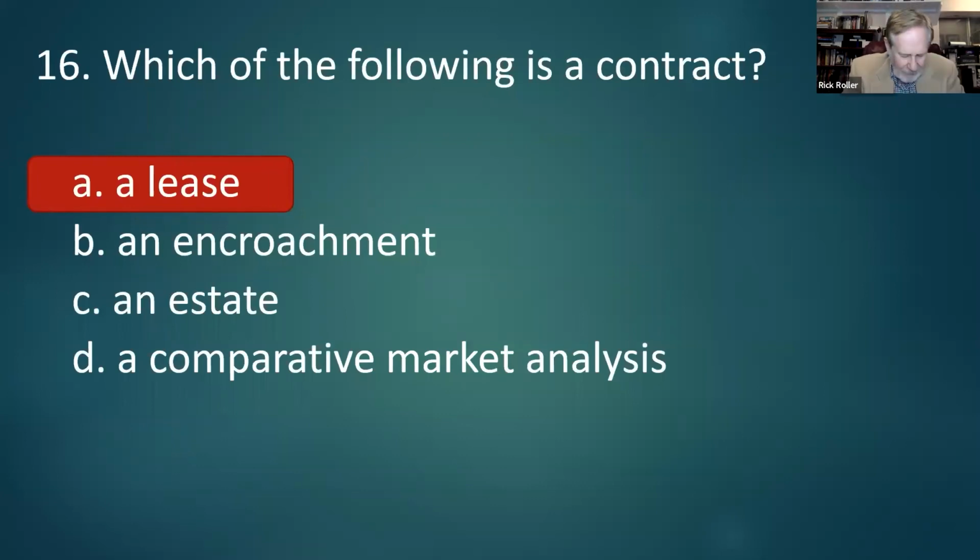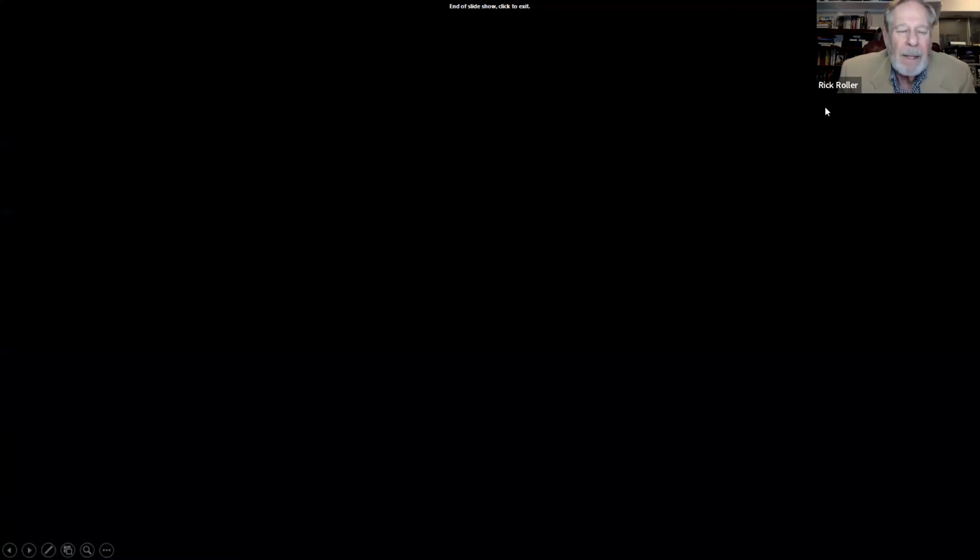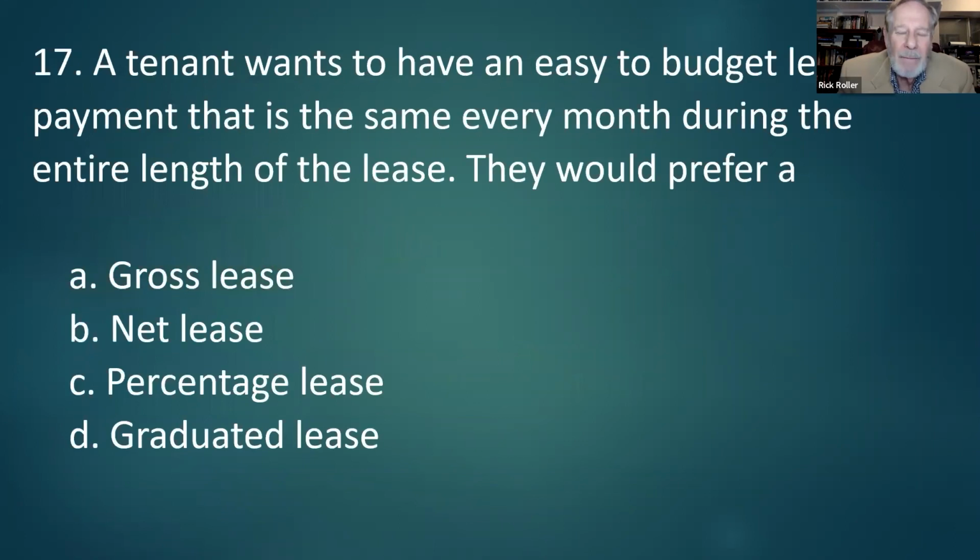Okay, let's look at number 17, please. A tenant wants to have an easy to budget lease payment that's the same every month during the entire length of the lease. So what kind of lease would they prefer? Would it be a gross, net, percentage, or graduated lease? Well, I can throw out graduated, because that means the lease actually takes jumps in the price. They want it to be the same every month, the entire length of the lease.